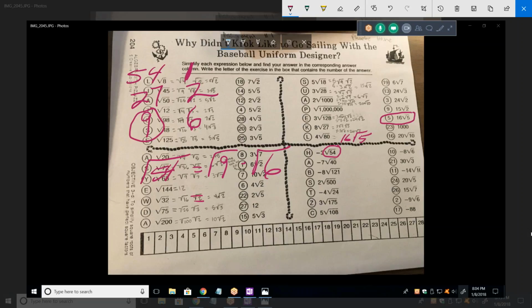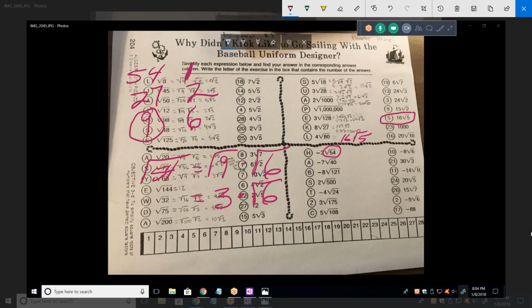54. No, we're simplifying it. Whenever you're simplifying a radical, you always got to pull a whole number out. That's the only reason it's worth simplifying. So what's the square root of 9? 3. The square root of 6 cannot be simplified.